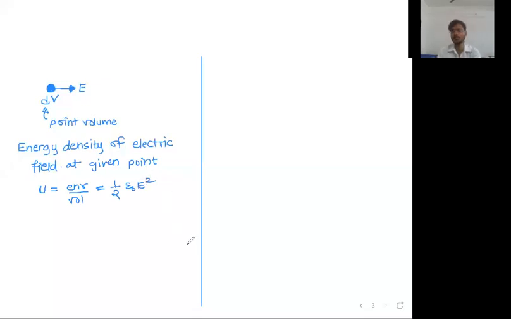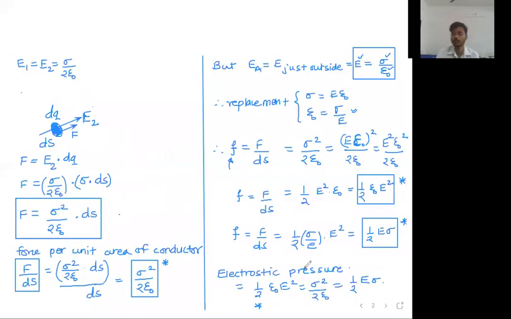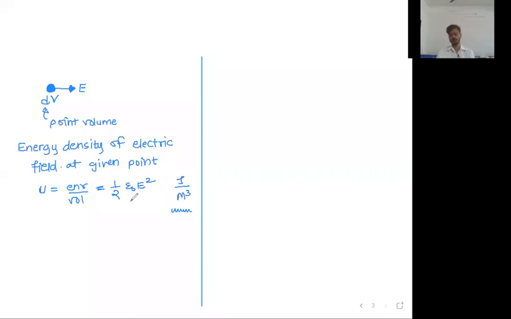Same formula as that of pressure, but here you will write the unit as joule per meter cube. And on the last page, you will write the unit as Newton per meter square, because it is pressure, force upon area. Same formula, 1/2 epsilon 0 E square. That's called the energy density of electric field at a given point.